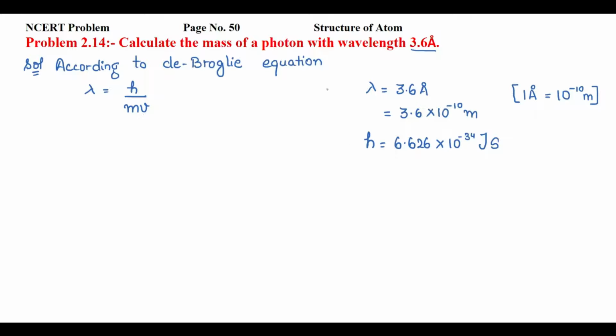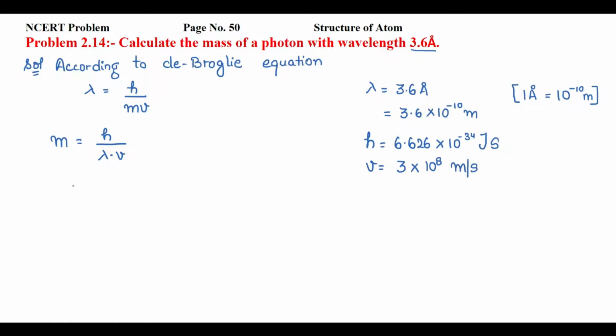And this V, now here if you'll see, we are having a photon. That means light travels in discrete packets of photon, right? So definitely here we'll take velocity equal to 3 into 10 raised to power 8 meter per second. That means you have to take the velocity of light. We have to find the mass of photon. So what I'll do, I'll take this m on the other side of equal to and this lambda in denominator. So I'll have h by lambda into v.